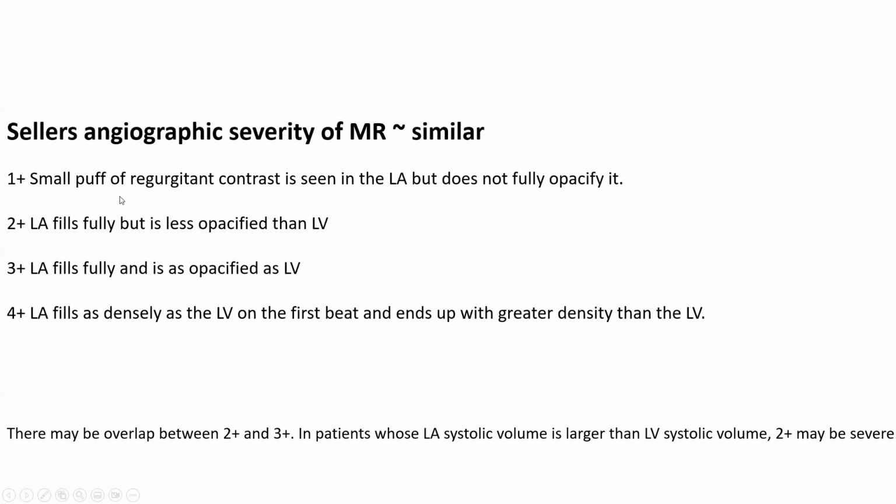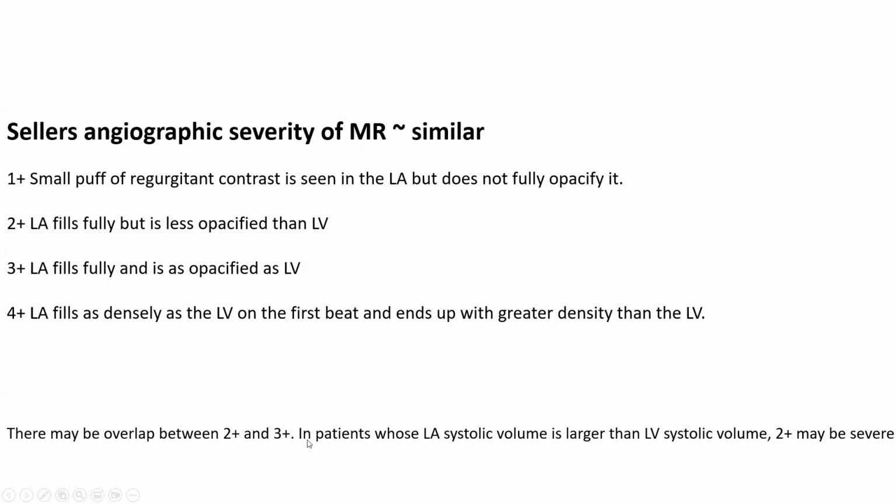We inject the dye in the LV and we see how the LA fills. 2+, the LA fills fully but is less opacified than the LV. 3+, the LA fills fully and is as opacified as the LV. 4+, LA fills as densely as the LV on the first beat and ends up being with a greater density than the LV.